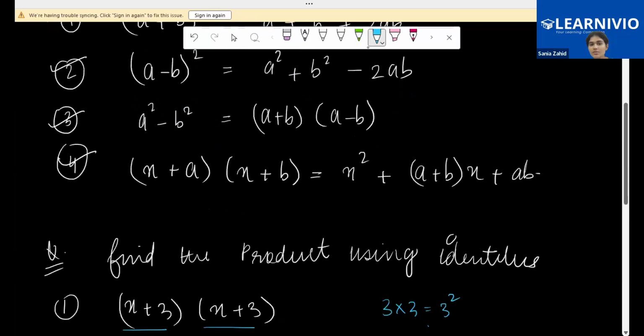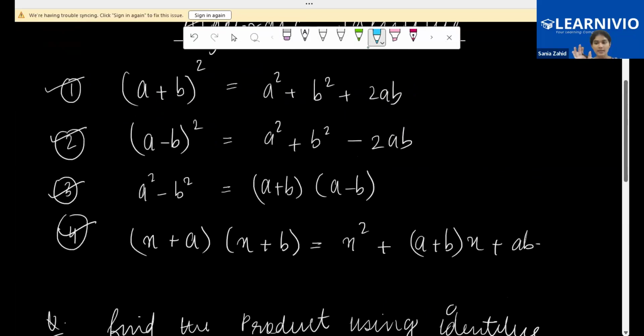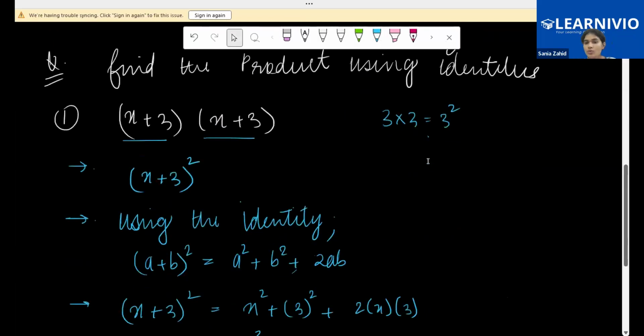See, these are the four identities. I'll tell you one thing. Whenever you have just two numbers, it will be any of the first three identities. But when you have more than two numbers, then it's always the fourth identity. So in this question, you had two numbers. That means it has to be one of the three identities. And it has both plus signs. So it was the first identity.